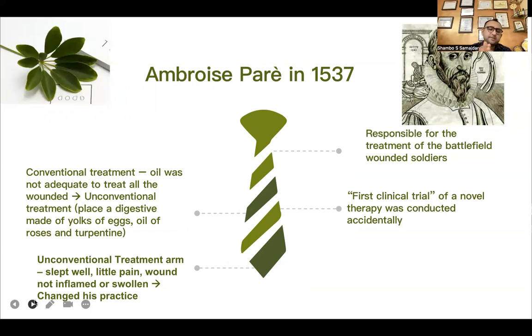In place of just placing a digestive, which is made of yolks of eggs, oil of roses and turpentine. What he observed in that unconventional treatment arm was that those soldiers slept well, they had little pain, and most importantly, their wounds were not inflamed or swollen compared to the other arm, the conventional treatment arm. And this observation changed his entire practice.